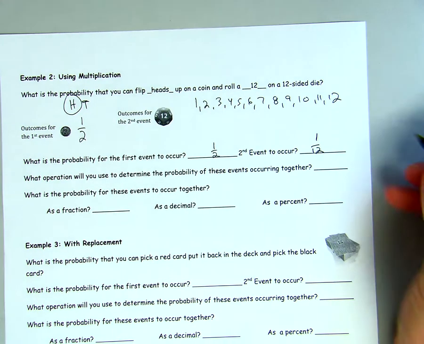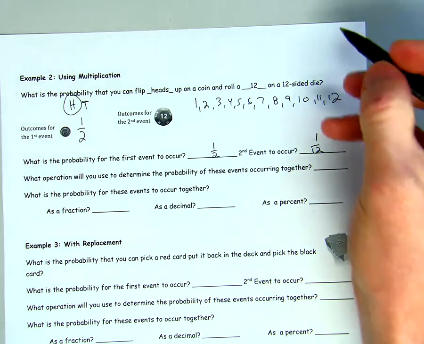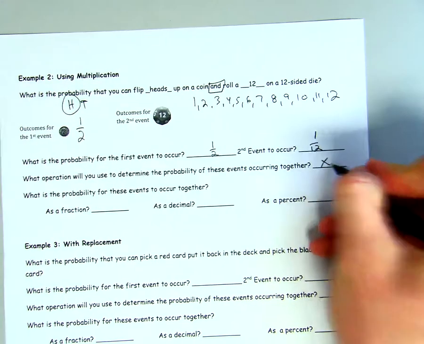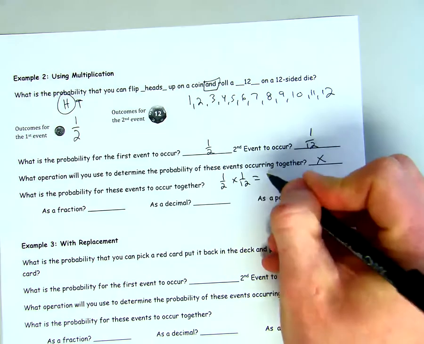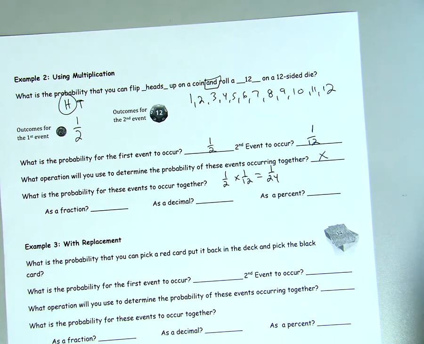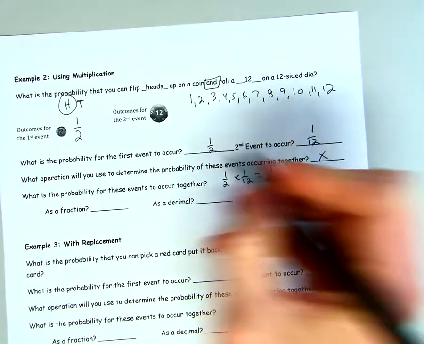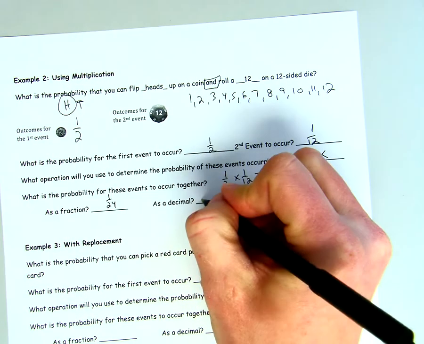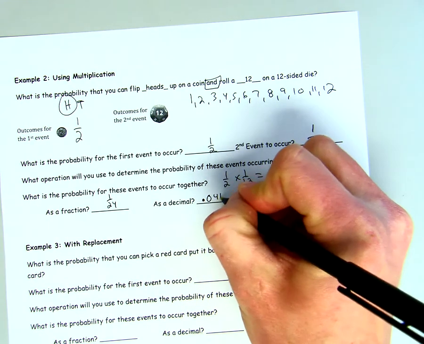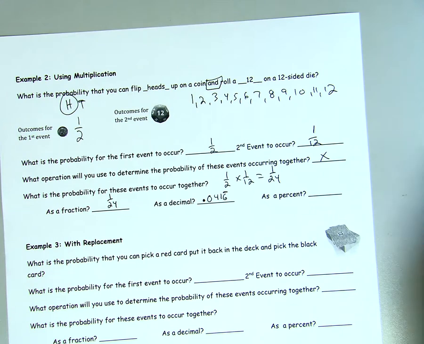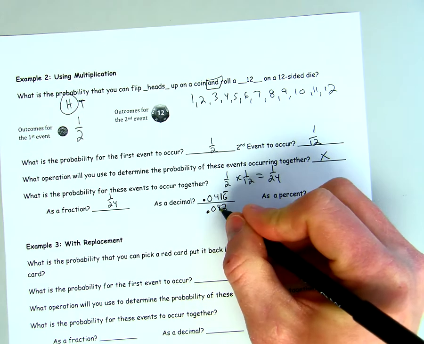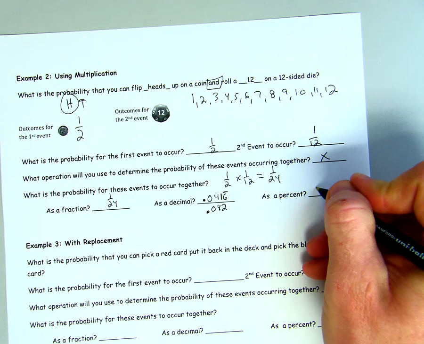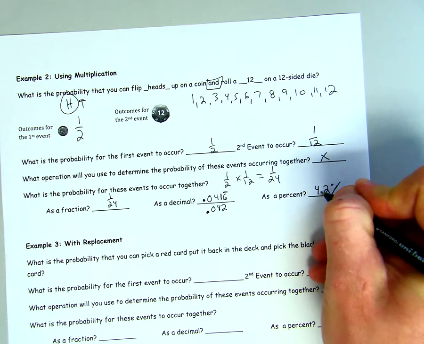What operation are we going to use to determine the probability of these events occurring together? We need a heads and to roll a 12, so we know we're going to multiply. 1 over 2 times 1 over 12 gives me 1 over 24. The fraction is 1/24. If I turn it into a decimal, my answer is 0.0416, and the 6 keeps repeating. I'm going to round to the nearest thousandth, which gives me an answer of 0.042. When I multiply by 100 to get my percent, I get an answer of 4.2% chance that that would happen.